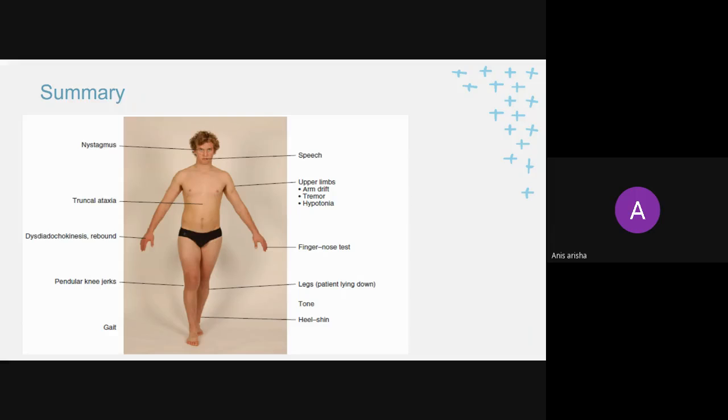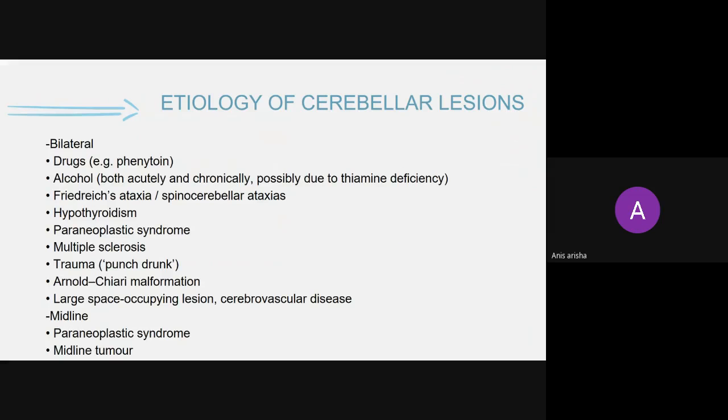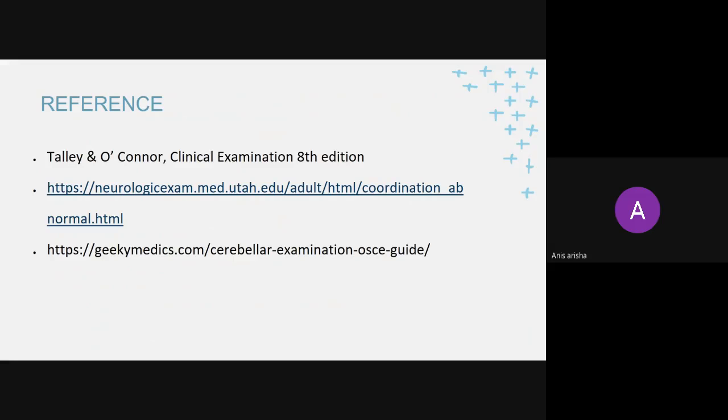So this is the summary of findings in cerebellar dysfunction. Also, this slide shows the causes of cerebellar lesion. You can read it by yourself. Okay, that's all.